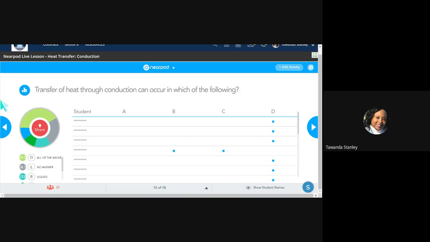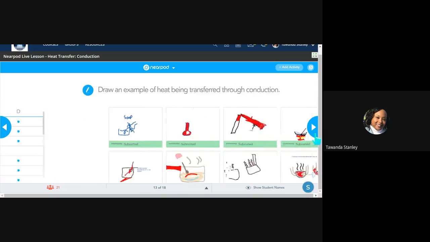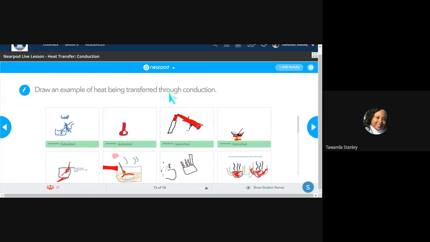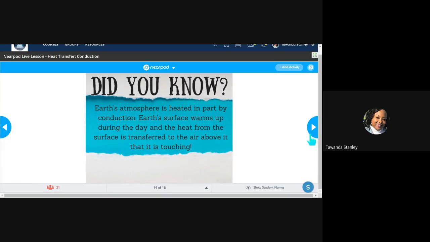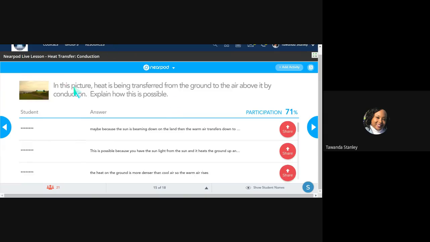Okay, so they have a question after the video. Hopefully you guys were paying attention. These are just some examples of the students drawing heat being transferred through conduction. And then it talks about, do you know the Earth's atmosphere is heated in part by conduction? Earth's surface warms up during the day, and the heat from the surface is transferred to the air above it that it is touching. And then you're going to answer this question based upon the picture.